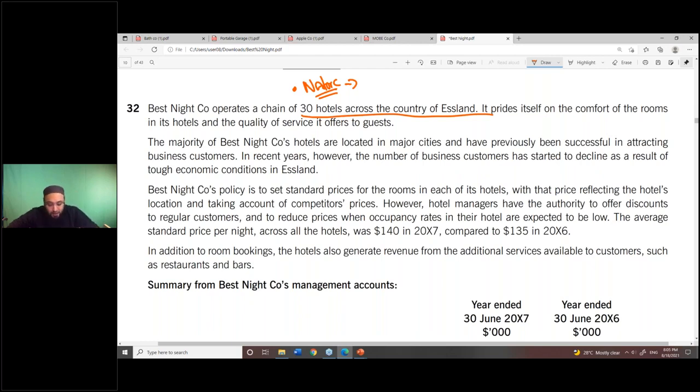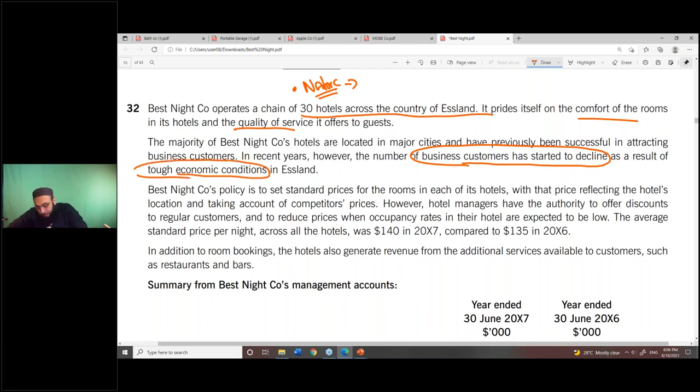It prides itself on the comfort of the rooms in its hotels and the quality of service. So obviously, they want good quality. The majority of the Best Night company's hotels are located in major cities and have previously been successful in attracting big customers. In recent years, however, the number of business customers has started to decline. Now, that's a difficult thing. That's a worrying thing, okay? As a result of tough economic conditions.